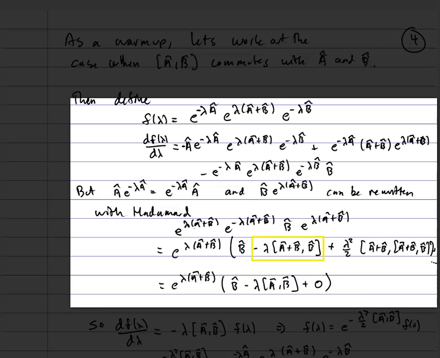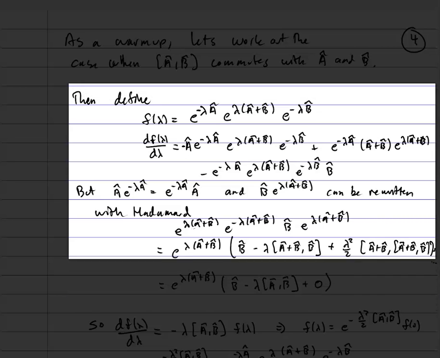And you see the first commutator is going to give me minus lambda commutator of a with b, but the second term is going to equal 0 because a commutes with the commutator of a with b, as does b. So that summation, the Hadamard lemma, truncates after just 2 terms, and that allows me to then take that expression that has the b e to the lambda a plus b and move the b to the right-hand side by subtracting this commutator.